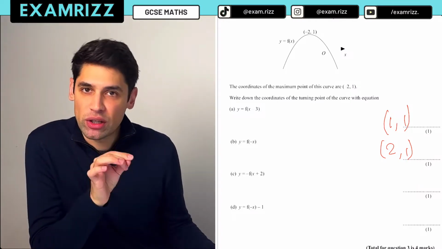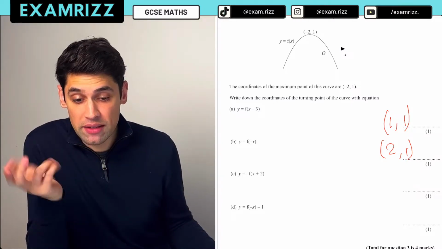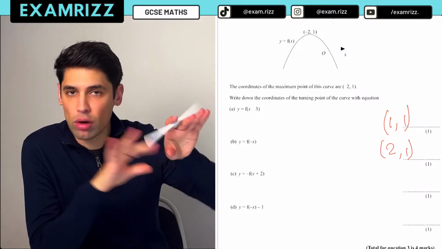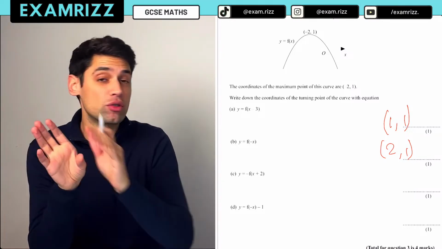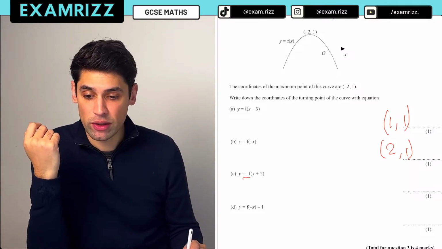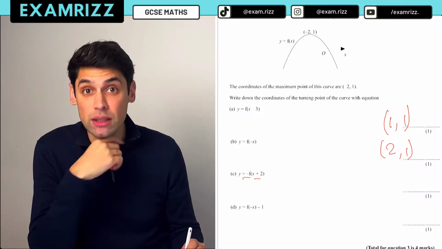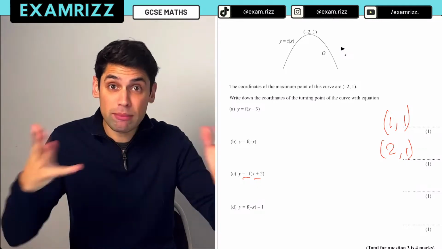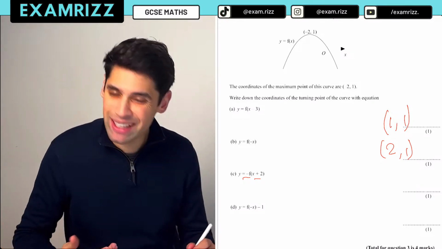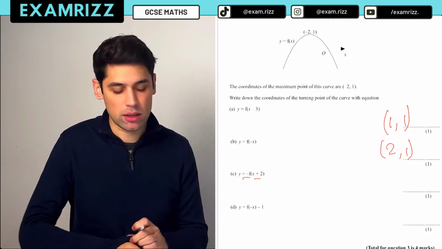The good thing about X transformations and Y transformations is that they do not affect each other. As we discussed, an X transformation does not affect Y coordinates and a Y transformation does not affect X coordinates. Right now we have a Y transformation, the bit's on the outside, and we've got an X transformation, the bit's on the inside. Doesn't matter which order we do them because they do not affect each other. So let's deal with this one on the inside first because I think it looks a bit nicer.